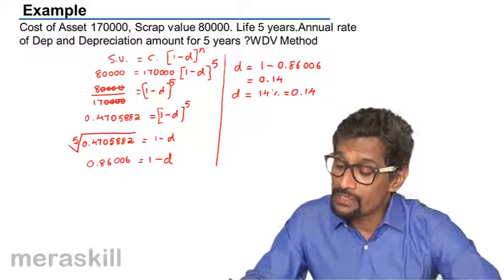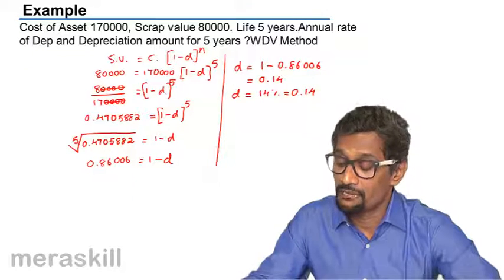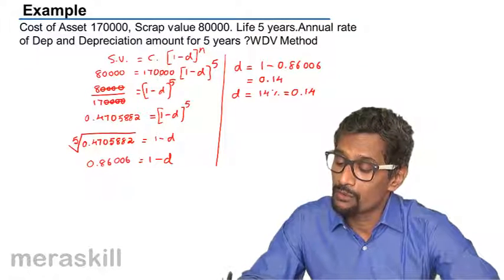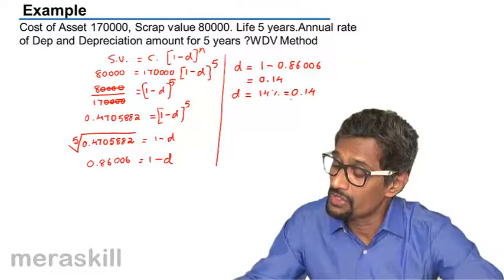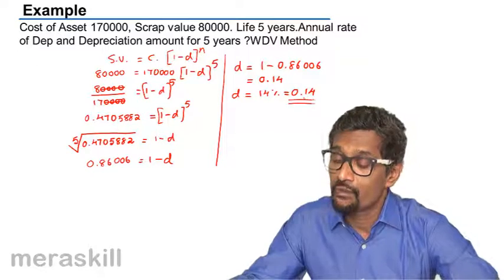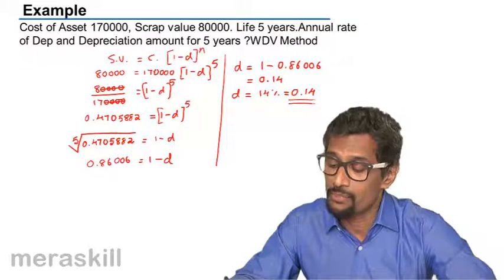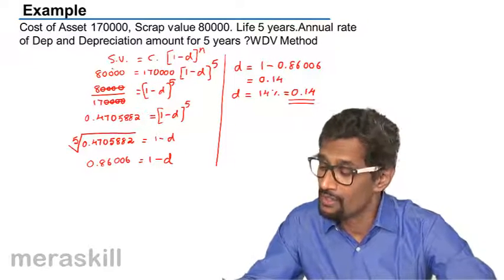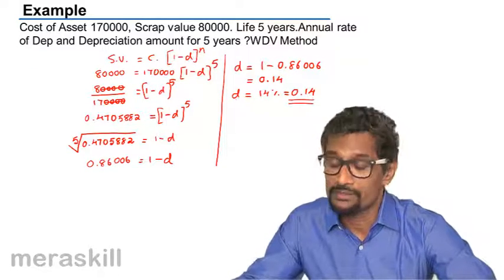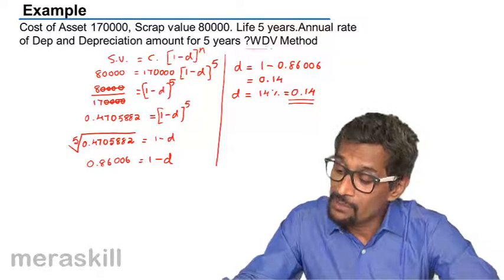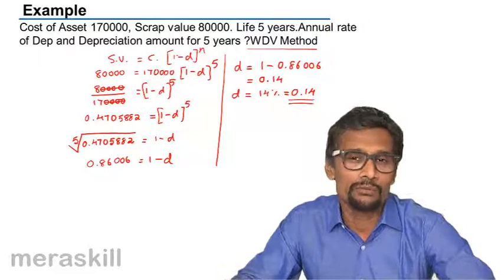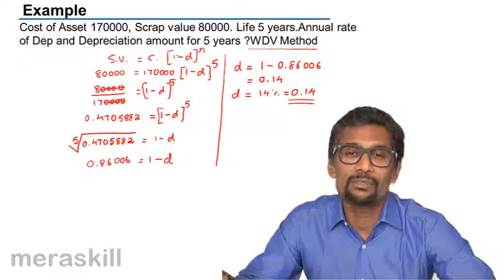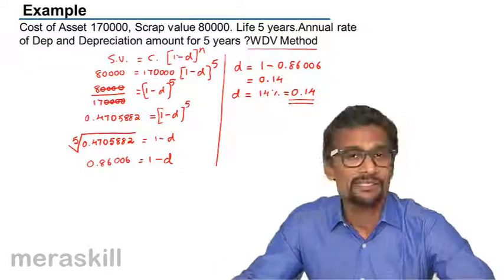And what is the depreciation amount for 5 years? After that, we can find out. So we have found out the depreciation rate, which is 0.14. The depreciation amount is going to be 1,70,000 minus 80,000, which is 90,000. And thus we get the depreciation amount and hence the depreciation rate as per the WDV method. If you remember the compound interest formula, it is the same. The only thing is we need to replace the plus by the minus, right?